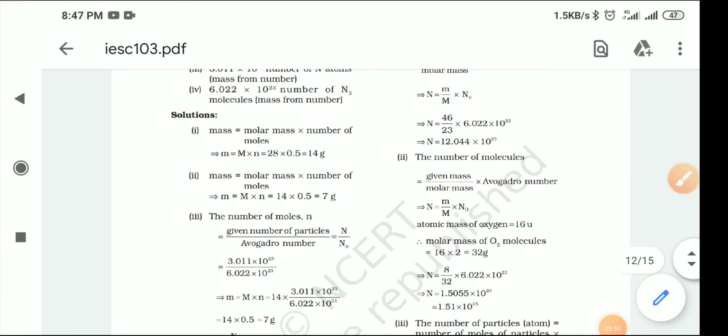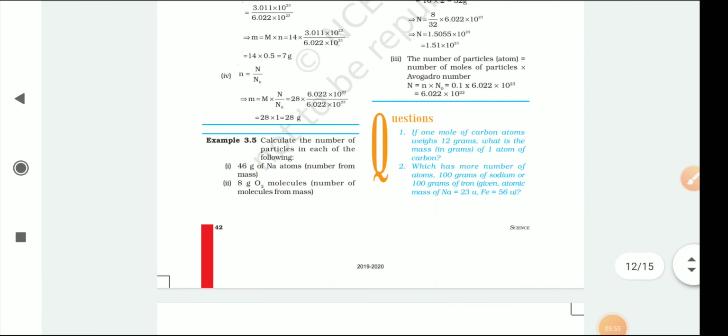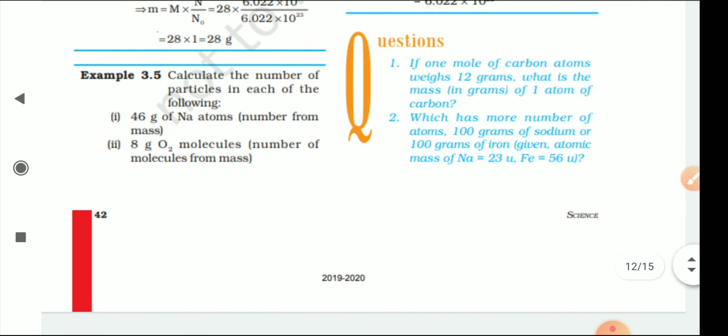Now what you have to do is solve all these numerical questions today. If 1 mole of carbon atoms weighs 12 gram, what is the mass of 1 atom of carbon? And the second question: which has more number of atoms, 100 gram of sodium or 100 gram of iron? Just try to give me the answers. In the next class, when I provide you the video, we will discuss the answers of these two questions. This is your work for today: write and solve these questions and answers from your NCERT exemplar in your classwork copy, and whenever your copy submission day is there, please submit your copies on time.